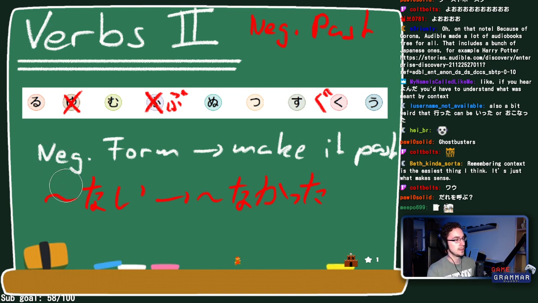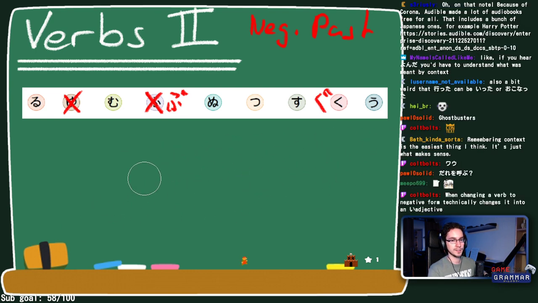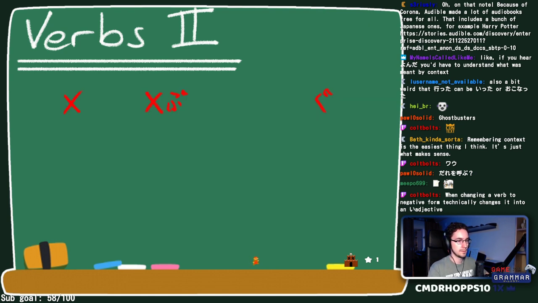How are you doing? Okay, now to finish this off, we'll look at the exceptions, which is going to be fast. Don't worry about it. Suru and kuru, okay? Suru and kuru are a bit weird. So this will be the last chapter, so to speak, for today. We're just going to look at suru and kuru. These are generally considered exceptions. So let's look at them.